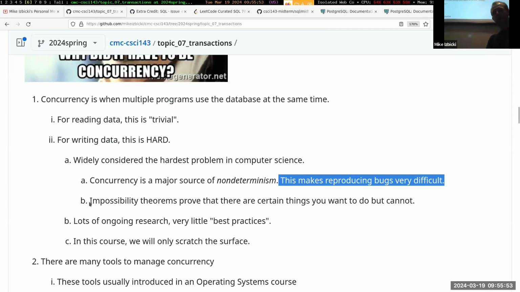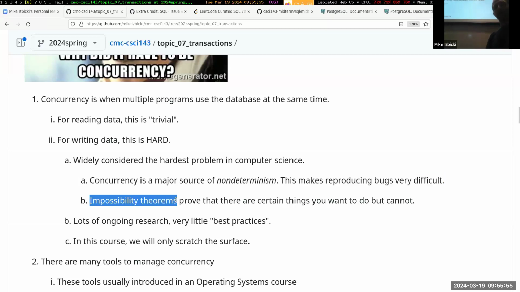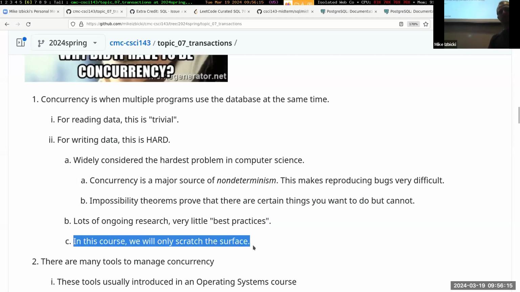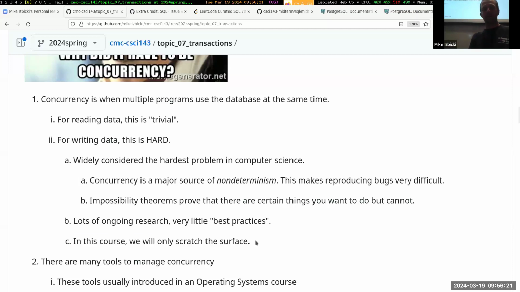Another difficulty is that we're going to see there are some impossibility theorems that actually prove that there are certain things that you really want to do, but you cannot do when you're writing data concurrently. There turns out to be lots of ongoing research on this topic, and there are very few best practices to follow. And so in this course, we're only going to scratch the surface of this topic. We won't be able to get into the really hard parts of this.